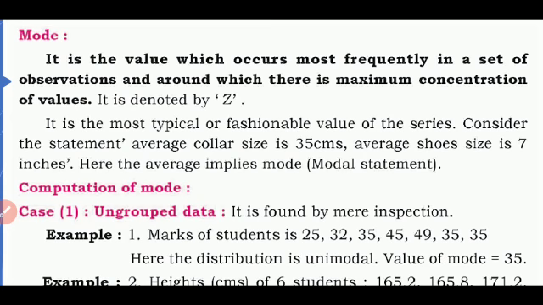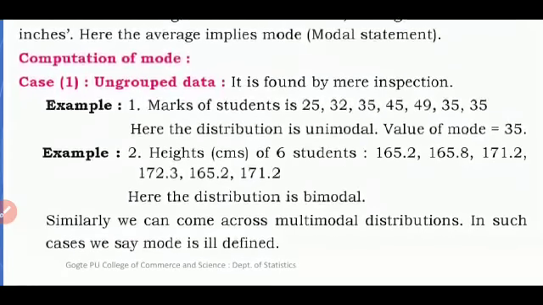Now we will see the formula for computation of mode. For ungrouped data as well as for discrete data, you don't have a formula for mode. You have a formula only for continuous data, that is, if the class interval and the frequency are there, then only you have to remember the formula. Otherwise, for ungrouped data or raw data as well as discrete data, just by mere observation you can find the value of mode. So for ungrouped data, it is found merely by inspection.